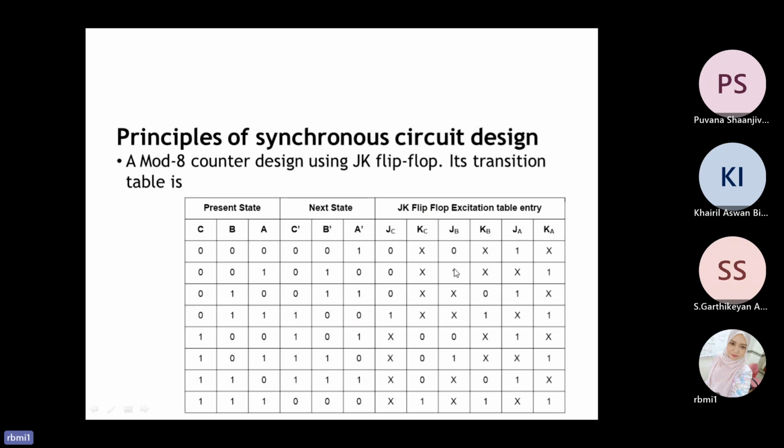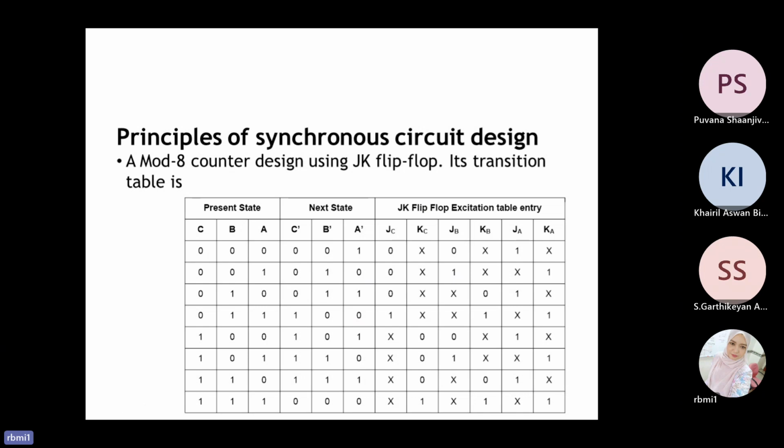If we look here, we have JA and KA. Q 0, 0, 0, 1 here. And if it is 0, 1, 0, we get 1 here. Okay, for JA. Let's say the third is 1, 0, 0. Okay, it is 1 at JA. And if it is 1, 1, 0, it is also 1 at the JA.